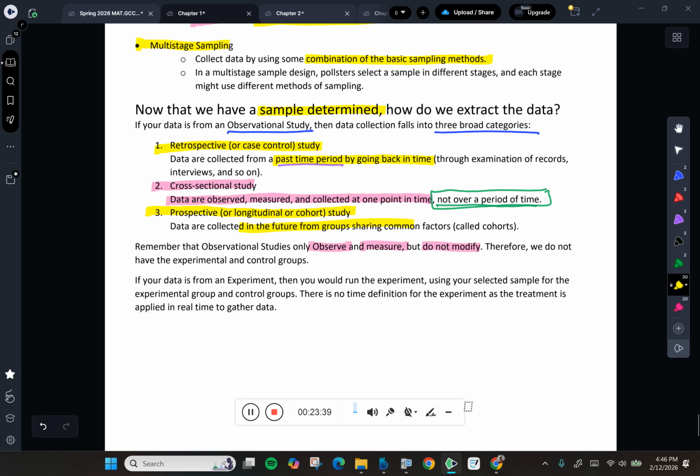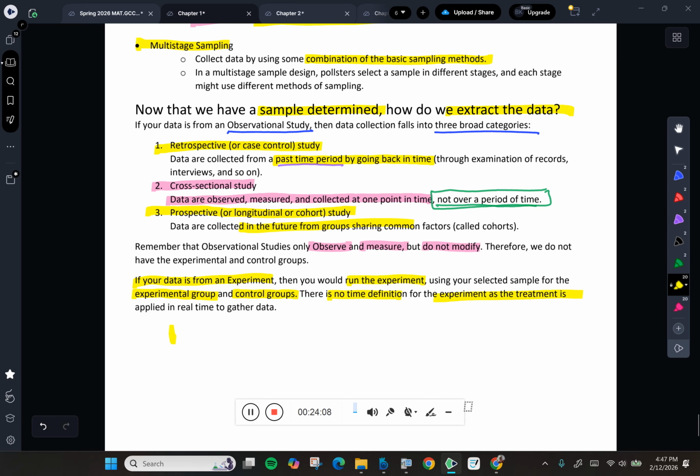Contrast that with how you would extract the data if you were doing an experiment. Well, if you're doing an experiment and you're poking people with a stick or giving them a pill or whatever it is, you literally run the experiment. You have your experimental group, the people who get poked with the stick. You have your control group, the one that doesn't. And then the time really doesn't matter in the sense that I'm doing the experiment for however long it takes to run the experiment.